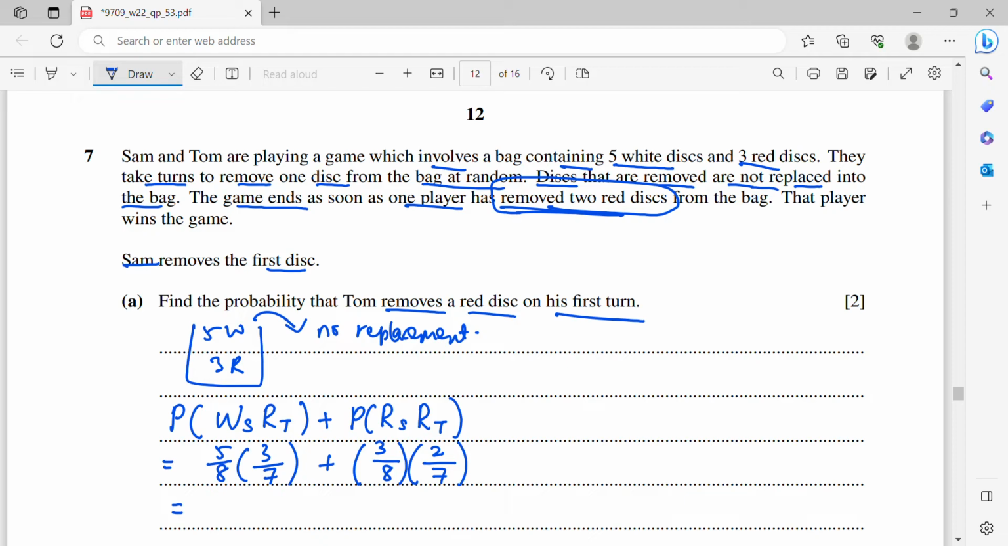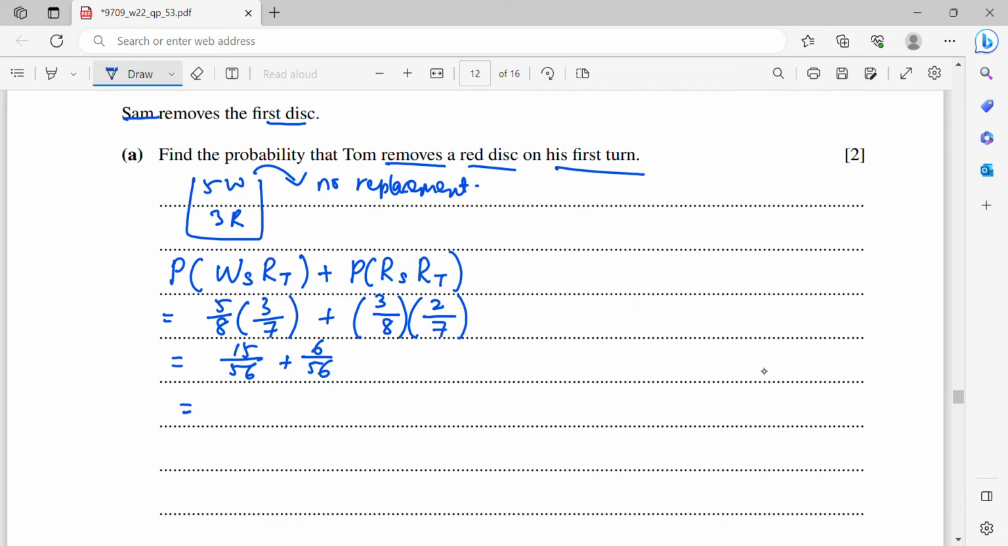So from here I will get 15/56 plus 6/56. So it is 21/56, and simplify this to be 3/8. So that's the solution for A.